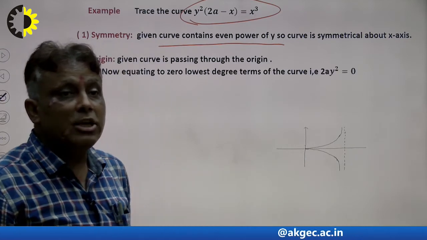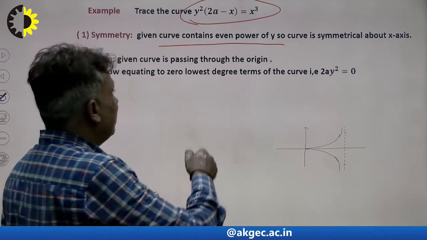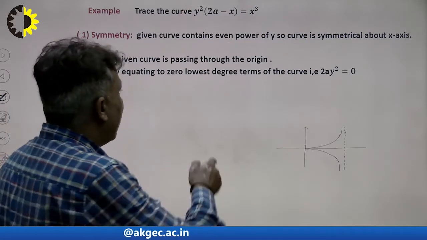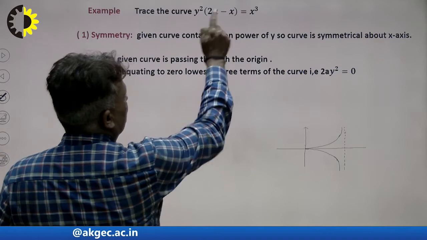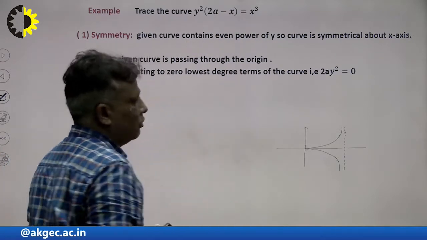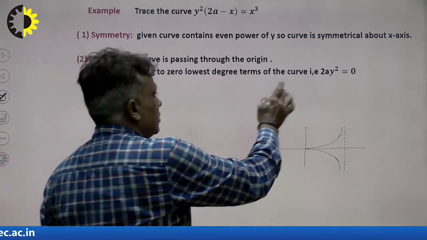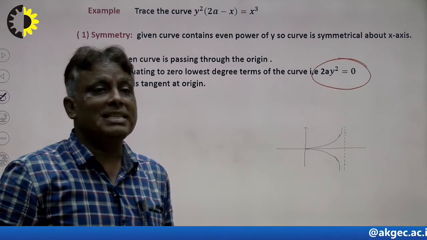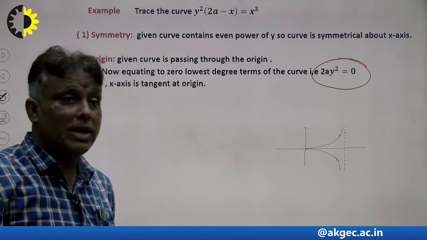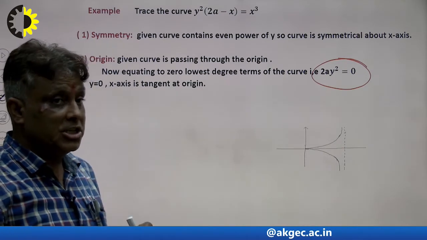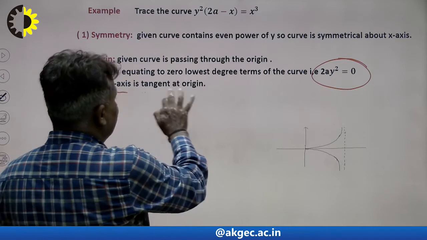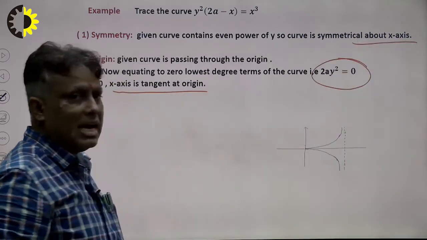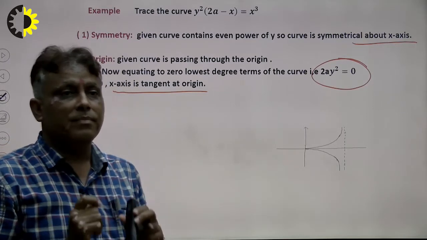Now equating to 0 the lowest degree terms. So what will be the lowest degree terms in this curve? Students, see very carefully. y square into 2a is degree 2, and y square into x is degree 3. So degree 2 is the lowest degree term, and that is 2a y square. That means y is equal to 0. y is equal to 0 means the x-axis is the tangent, right? Students, look very carefully at this statement. The x-axis is the tangent at the origin, and the symmetry is also about the x-axis. Both are the same, that means the nature of the curve will be a cusp here.